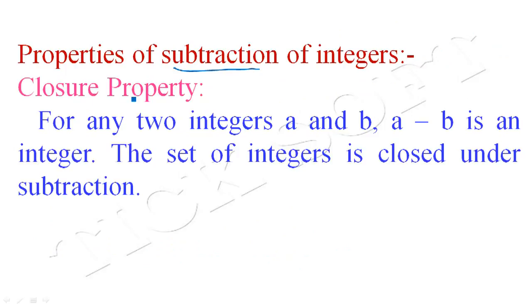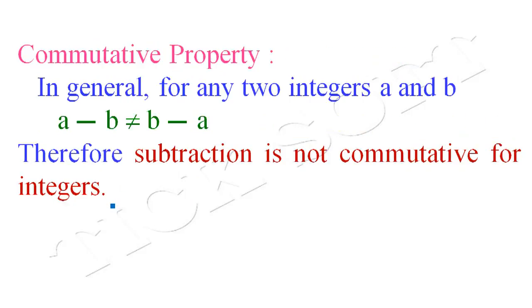The first property is closure property. That is, for any two integers a and b, a minus b is an integer. What do we mean by that? If we subtract two integers, the answer will again be an integer. So therefore, the set of integers is closed under subtraction. And now the second one is commutative property. In general, for any two integers a and b, a minus b is not equal to b minus a.